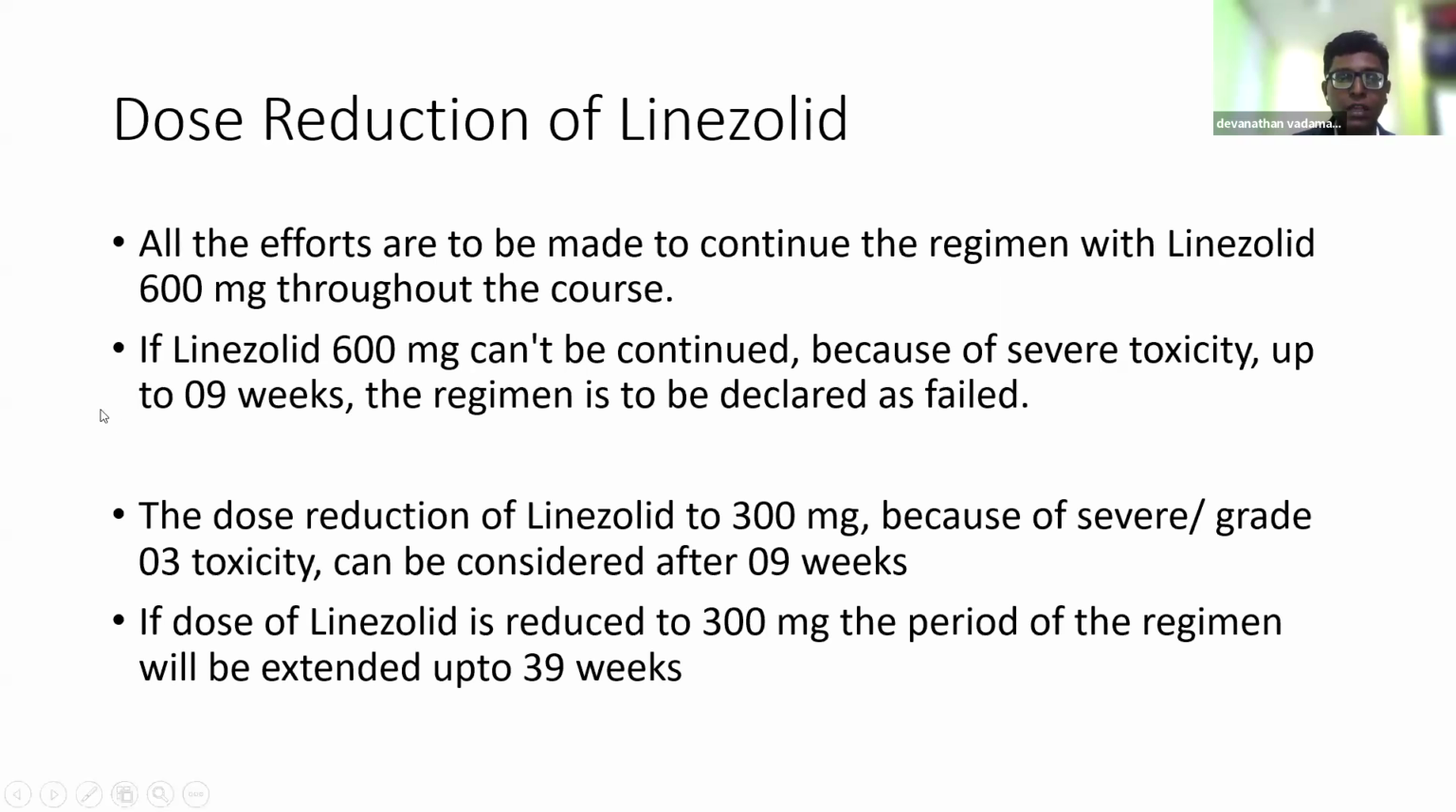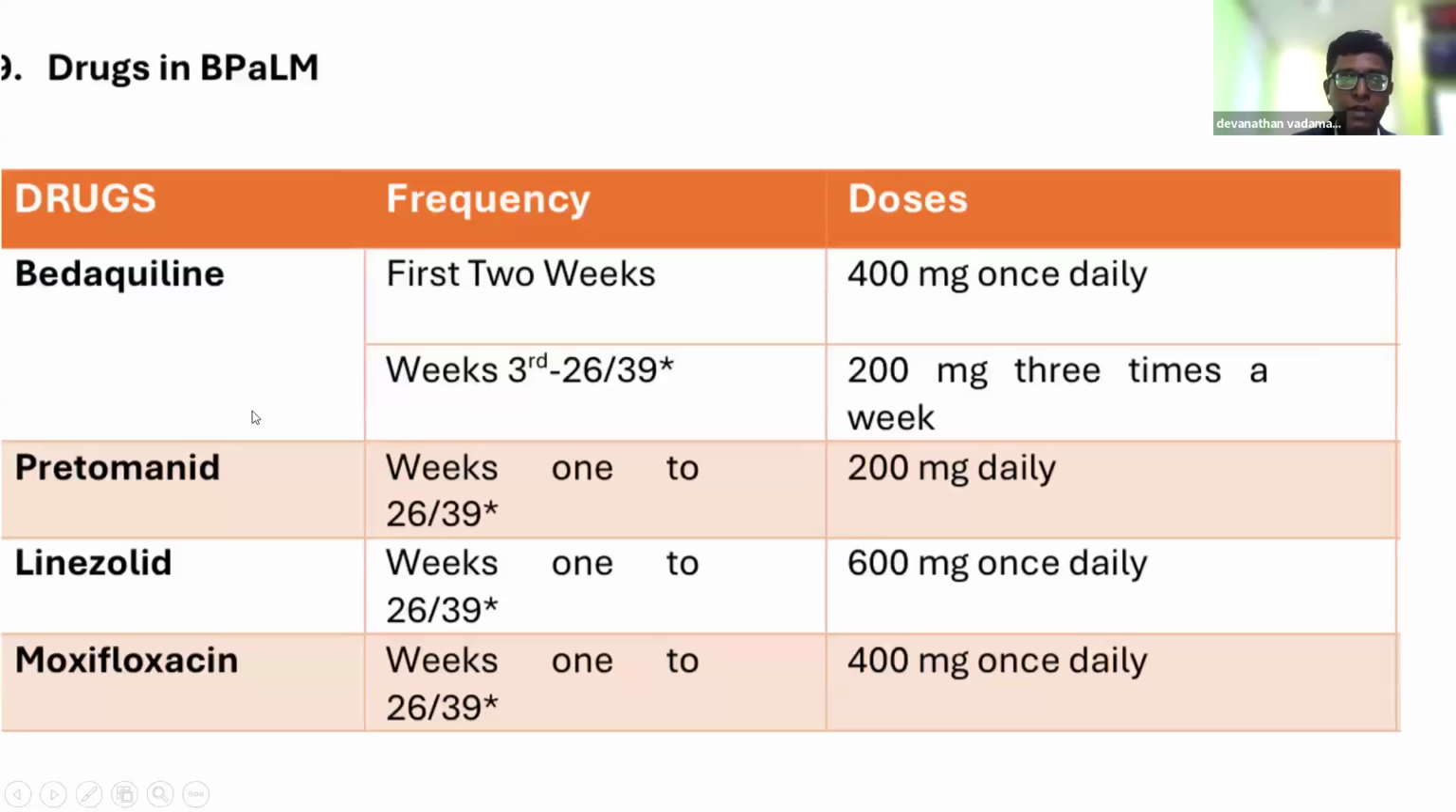So 600 mg should be given at least for the first 2 months. See, we are giving this regimen for 6 months. At least 2 months, the patient should have taken the full dose. After 2 months, if the patient develops side effects, we can change it to 300 mg. We can reduce the dose. But if within 2 months itself the patient is having severe side effects and we are not able to continue linezolid, then we have to term it as failure and go for the other regimens.